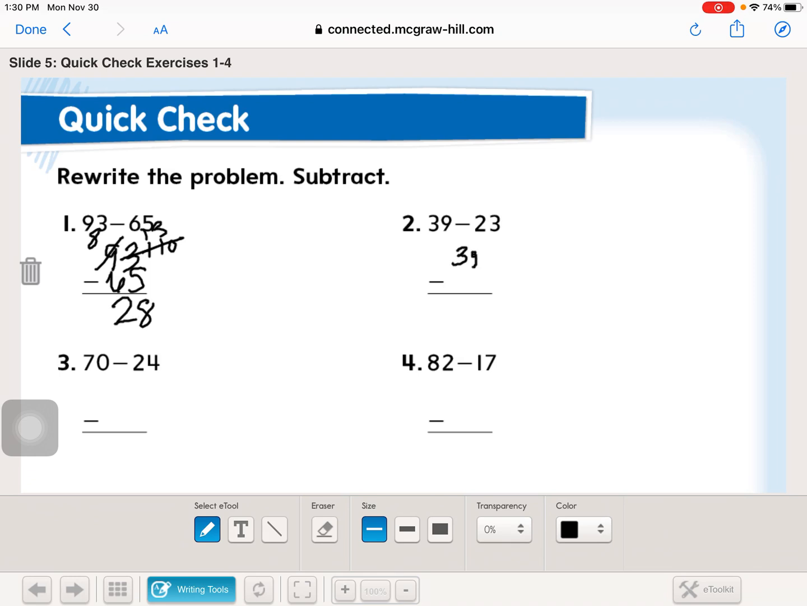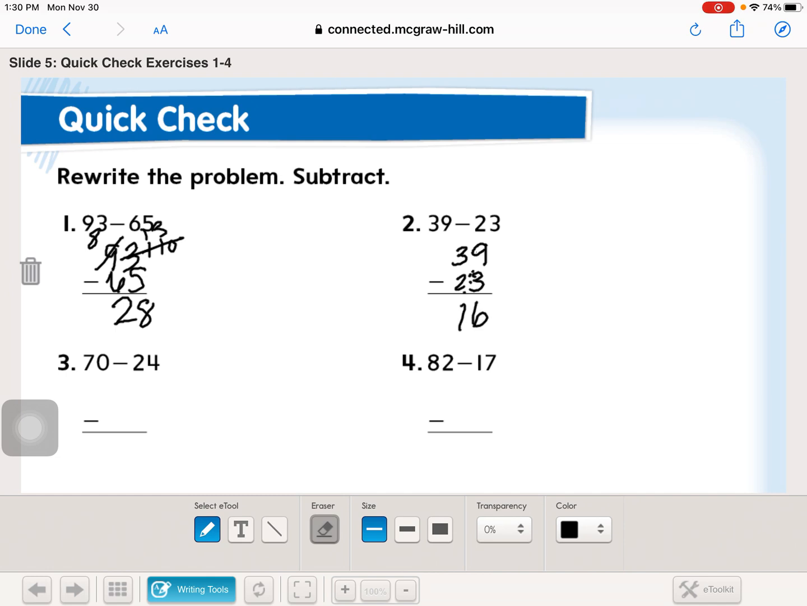Again, I'm gonna write it up and down. Try to write a little smaller this time. Well, that turned out funky, didn't it? All right. 39 minus 23. I have more on the top. No need to stop. 9, 8, 7, 6. 3 minus 2 is 1.